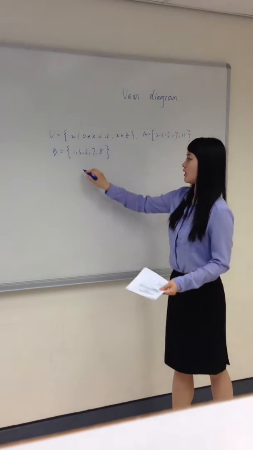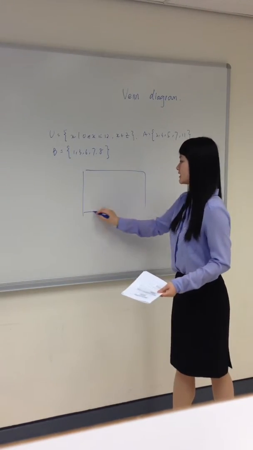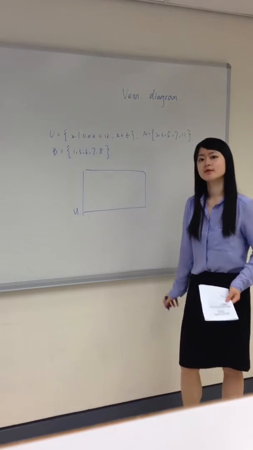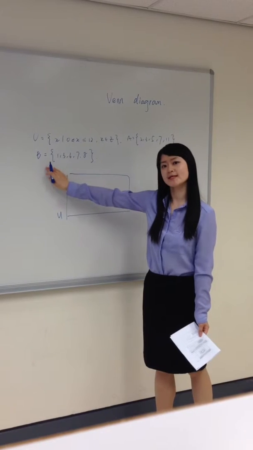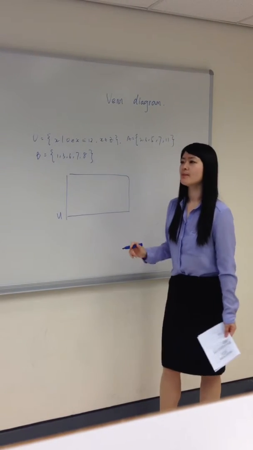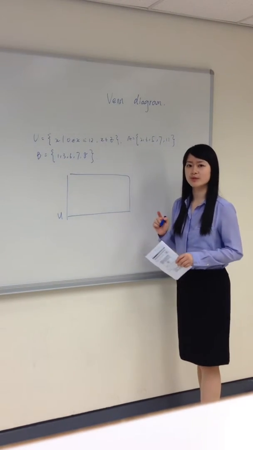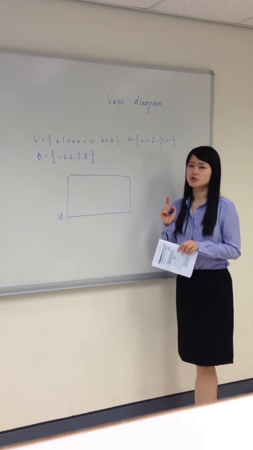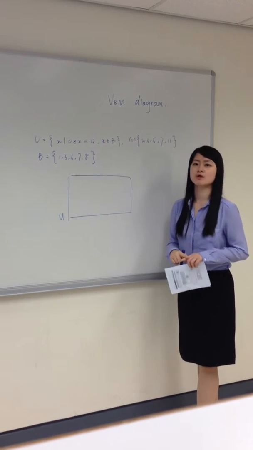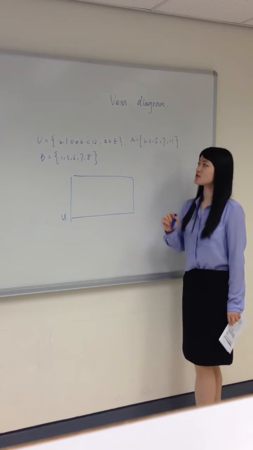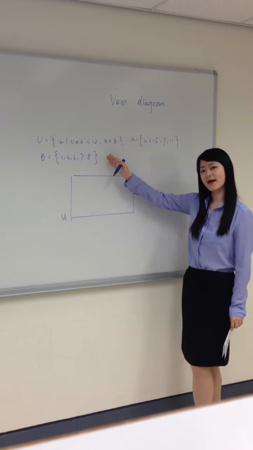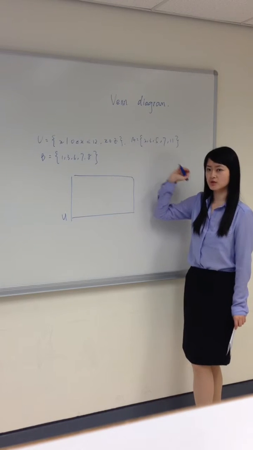First of all, we draw a rectangle to represent the universal set. Okay? Second thing we need to do is to draw two circles to represent A and B respectively. But before we draw the two circles, we need to think about whether the two circles would overlap or not. In order to find whether they would overlap or not, we can just look at A and B, whether they have common elements or not.